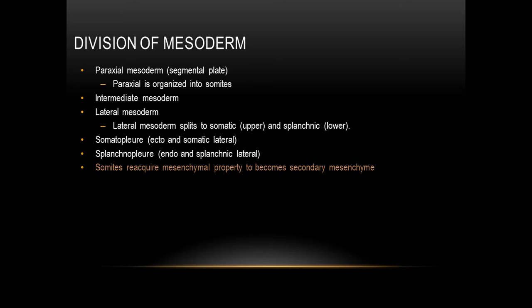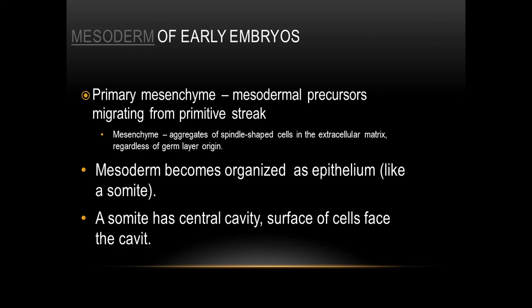The paraxial mesoderm, also known as dorsal mesoderm or segmental plate mesoderm, is seen as somites or somatic pairs. So the somites found on either side of the notochord are actually paraxial mesoderm arranged in such a manner. These somites have central cavities inside them. The surface cells face towards the cavity, and the mesodermal cells that make up these somatic pairs are organized like epithelial cells.